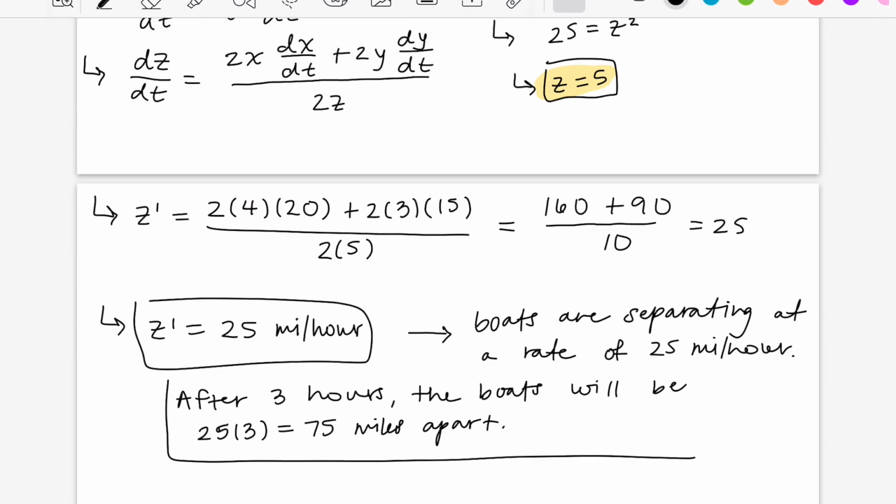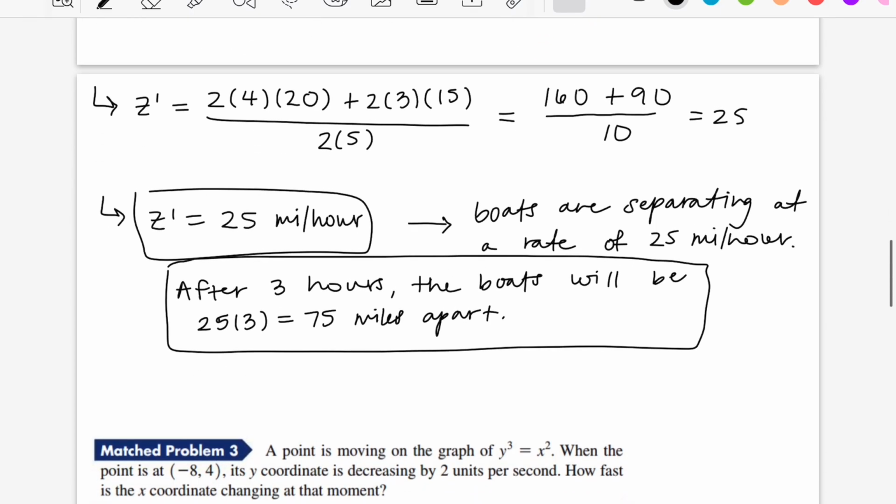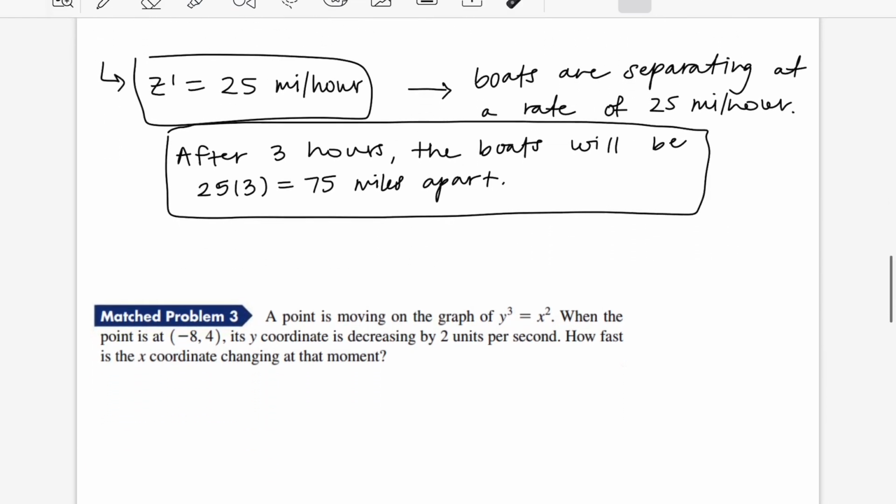And this is the second part of our answer. Okay, so let's look at another example here. We're told that a point is moving along a graph, and when the point is at this point here, its y-coordinate is going to be decreasing by 2 units per second. And we want to figure out how fast the x-coordinate is changing at that moment.